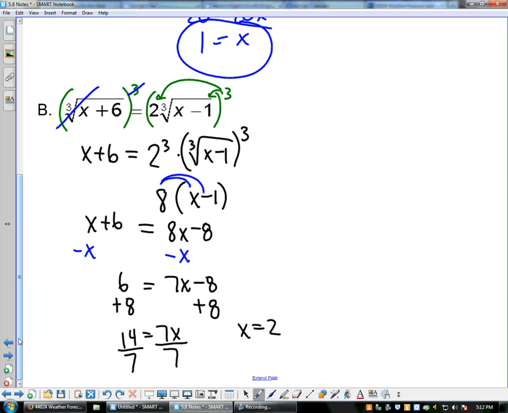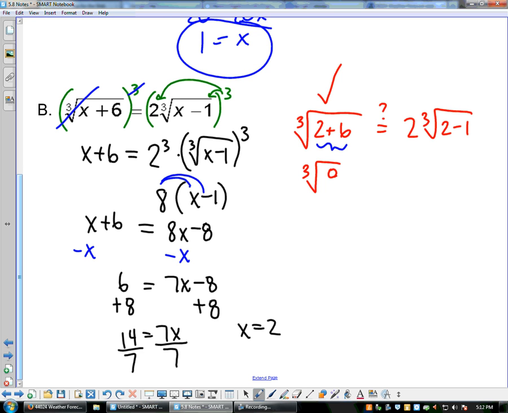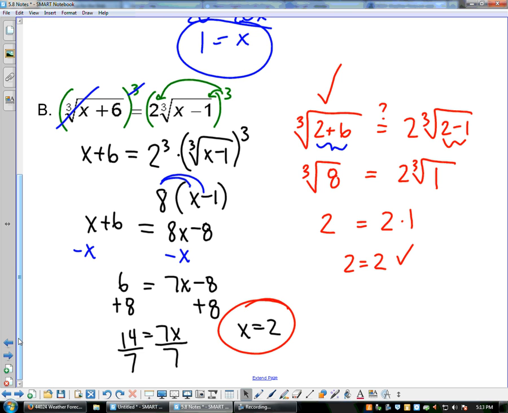Again, I want to check to make sure that that works in the original equation. So is the cube root of 2 plus 6 equal to 2 times the cube root of 2 minus 1? Well, over on the left-hand side, I'm left with 2 plus 6 gives me 8. So the cube root of 8, again, that is 2 times 2 times 2. So this side equals 2. Is that equivalent to 2 times the cube root of 2 minus 1? That gives me a 1. And we know the cube root of 1 is also 1. So is 2 equal to 2 times 1? Well, 2 is equal to 2. That's good. So my solution is x equals 2.